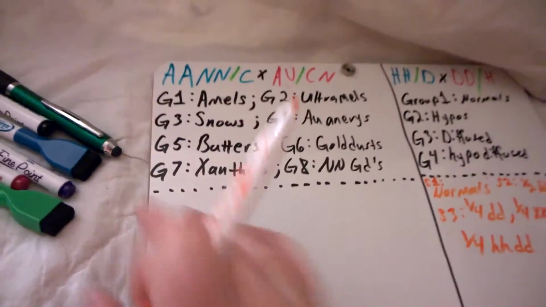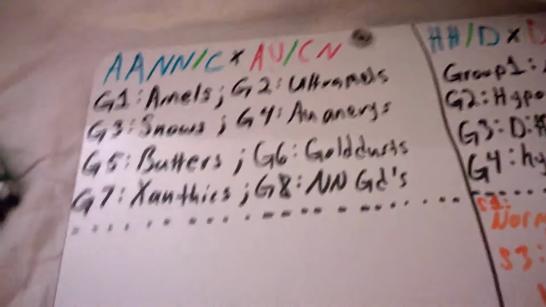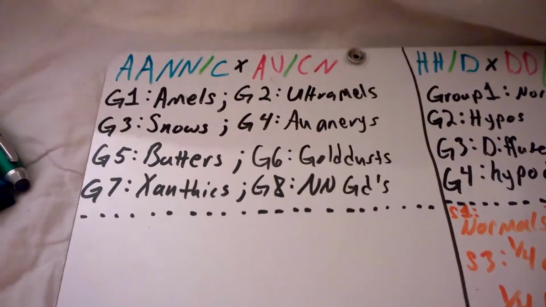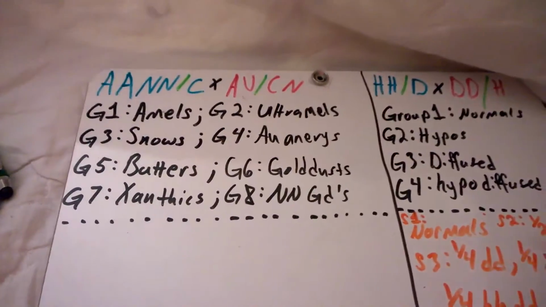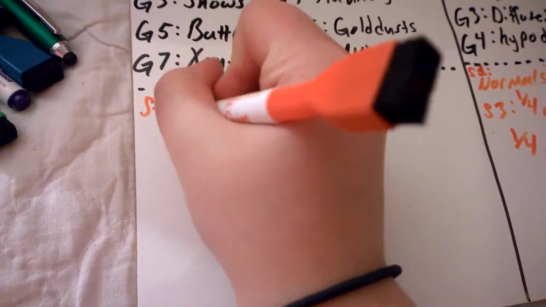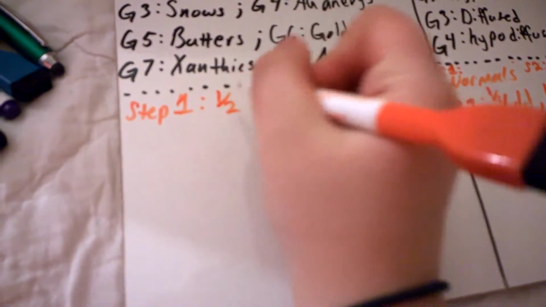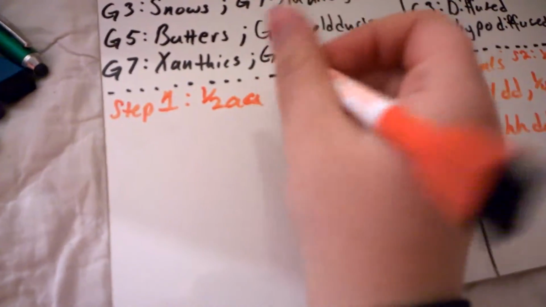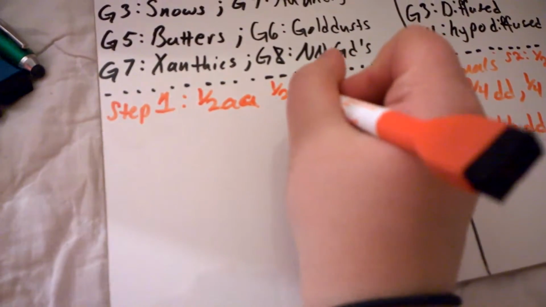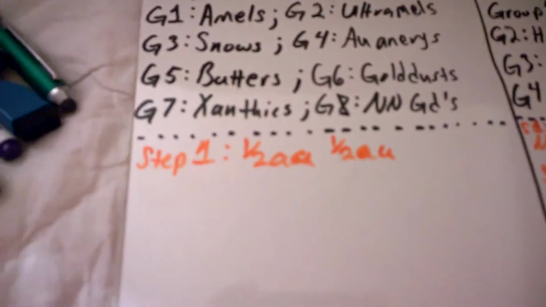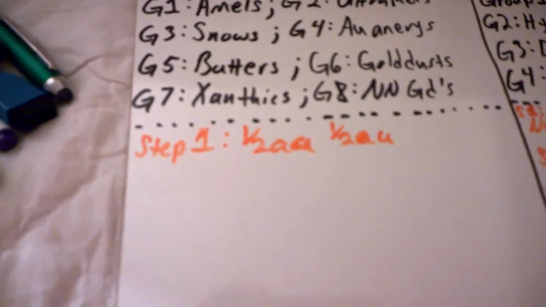Over here, I'm going to go over here to the more complicated one. Now, once again, I've gone through and calculated each of these genes on Punnett Square. So starting with amel and ultra, you get 1/2 of each. So one thing that I'm going to start out doing, step one, if I can write it, is 1/2 amel, AA, maybe, and 1/2 AU.